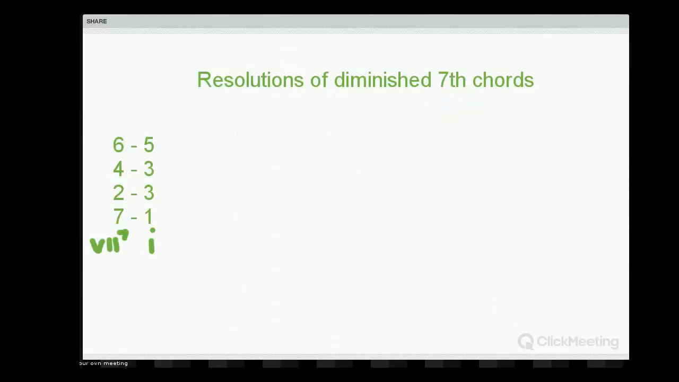Let's add this pattern to our list. So if degree 2 is above degree 6, then 2 can move to 1. 4 will still move to 3. 7 will always move to 1. And this is again for the same pattern, 7, diminished 7 to 1. So 2 has to be above 6. So remember that. I'll give you time to write this down.